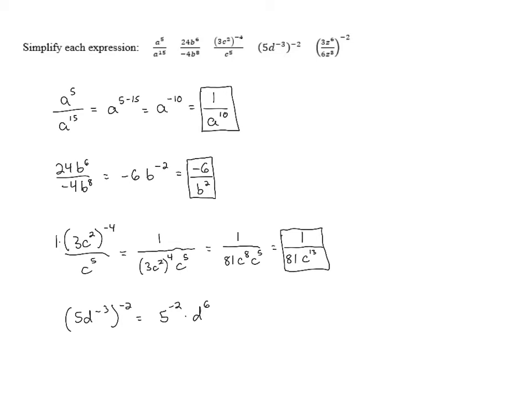So now the only thing that needs to move is the 5, because it's the only thing that's affected by a negative exponent. We keep the d to the 6th in the numerator, and bring that 5 into the denominator as 5 squared, which we know is 25. So we end up with d to the 6th all over 25.